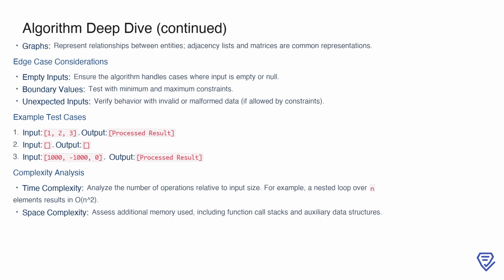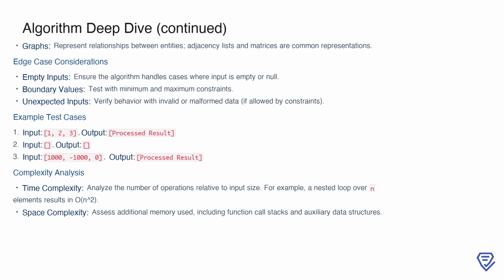Concrete examples of test cases can help illustrate this process. For instance, given an input like 1, 2, 3, the expected output would be a processed result based on the algorithm's logic. For an empty input, the result might simply be an empty output. Similarly, inputs with a mix of values, such as 1000, -1000, 0, should be processed correctly to produce the desired output. Lastly, complexity analysis is key to understanding the efficiency of your solution.